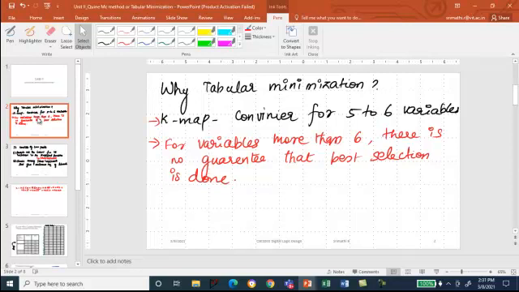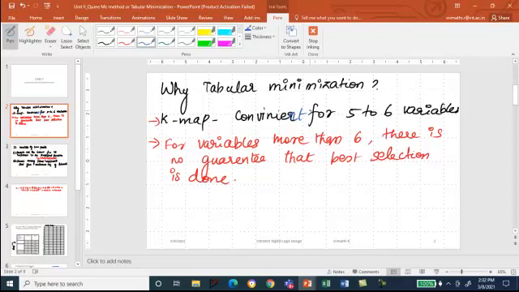The K-map is convenient only up to 5 to 6 variables. For more than 6 variables, there is no guarantee that the best selection can be made. You combine a number of ones in the case of minterms, or a number of zeros in the case of maxterms, in a K-map. Why do we combine ones or zeros? To minimize the number of literals. If you minimize the number of literals, the number of gates will also be reduced. That is why we go for K-map minimization.